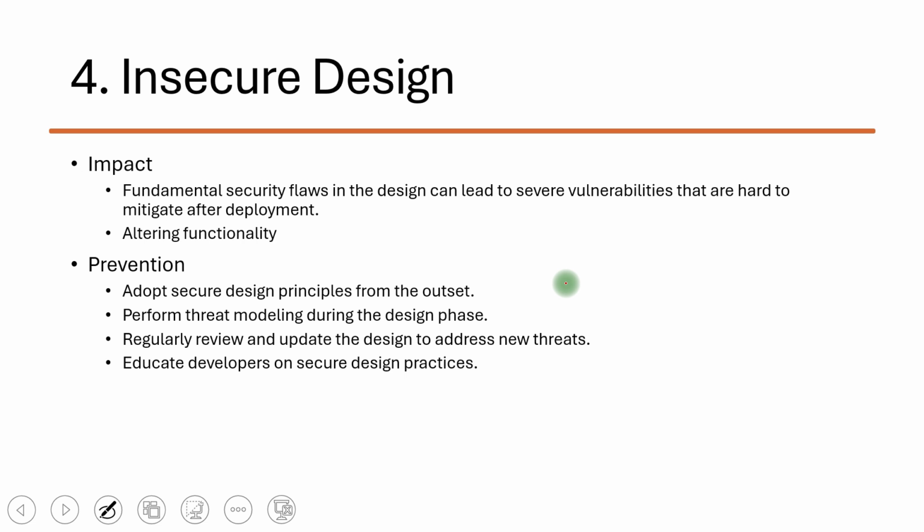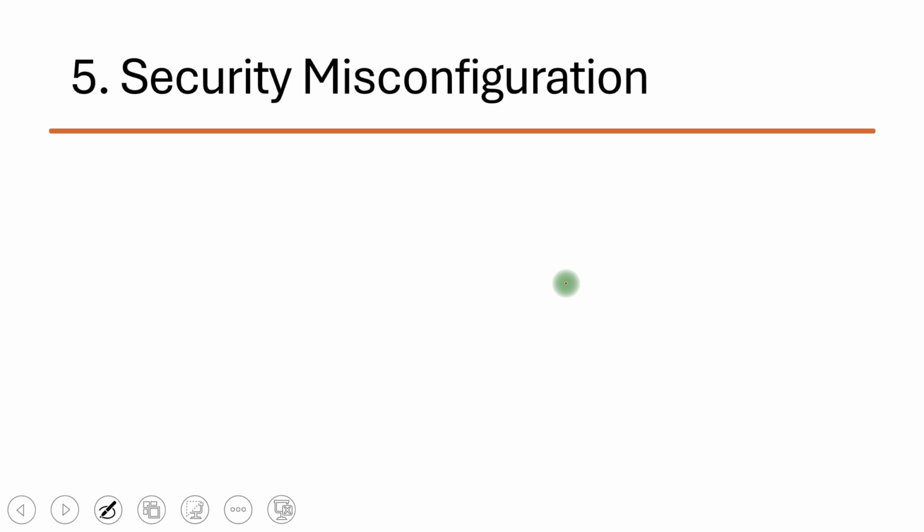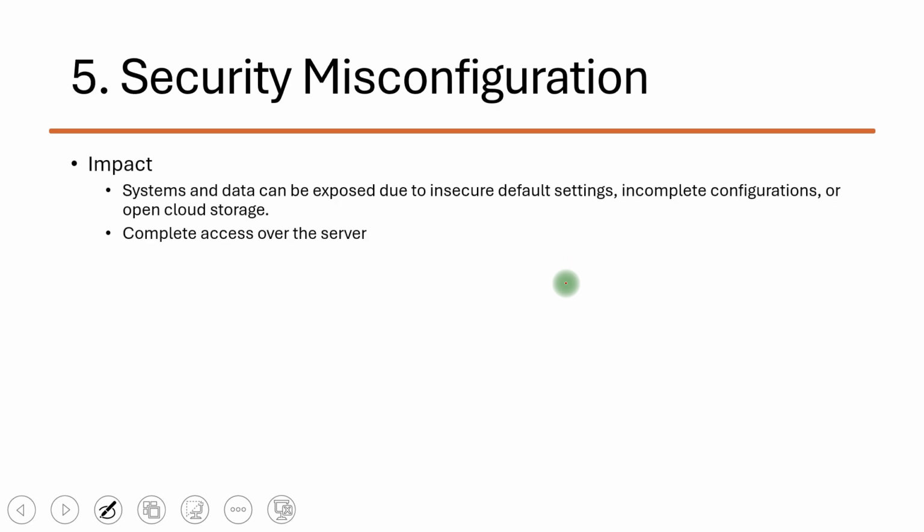Educate developers on secure design practices. In Java coding or any coding standard, secure coding principles should be there with every company, because if we are not doing the coding properly, there is a lot of chance that the code can be manipulated. Number 5 is security misconfiguration.